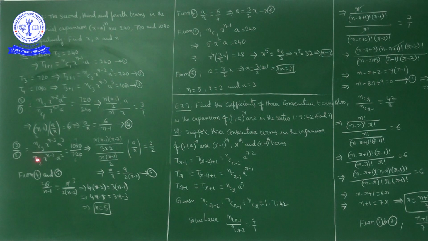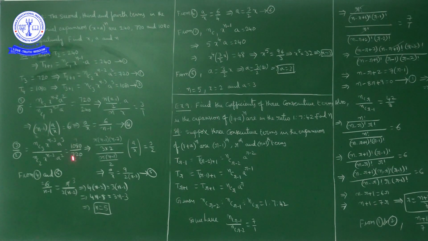Also NC2 in denominator. NC2 is what? n into (n minus 1) by 2. My numerator has x power n minus 3, denominator x power n minus 2. So the denominator has one more extra x than the numerator. So x power n minus 3 in numerator and denominator cancel, and we have x in the denominator. And a power 3 upon a power 2 is a in numerator. So what we have is a by x here, and my n cancels, n minus 1 cancels, 2 cancels.